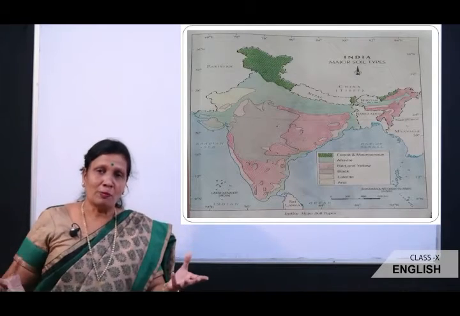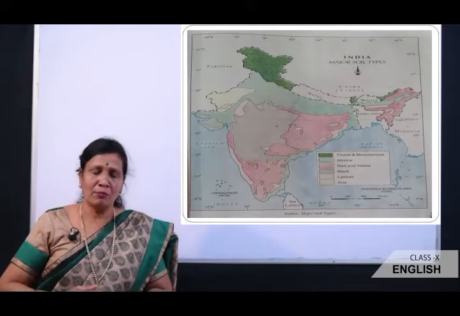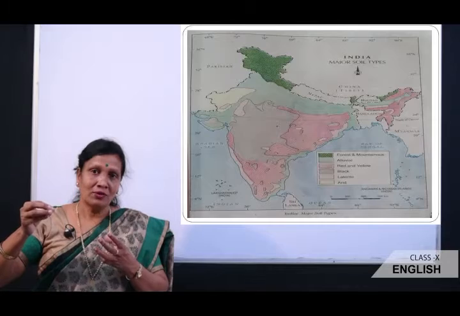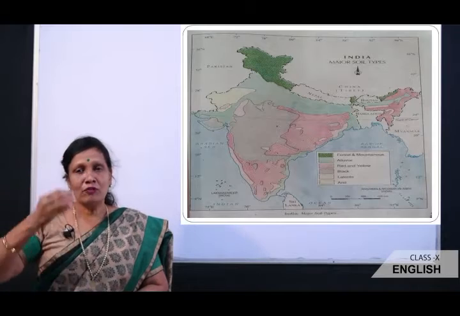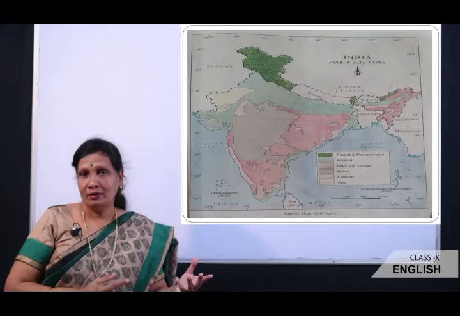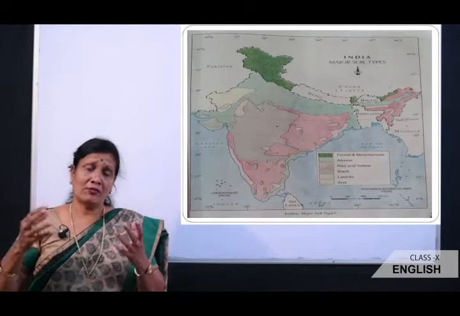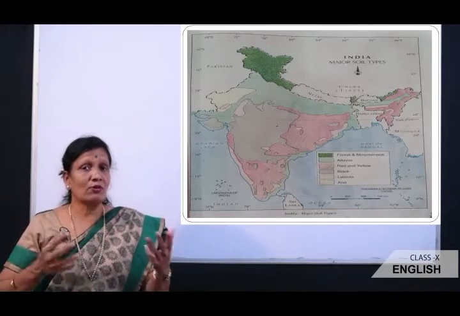And many crops, as you study in social science, are imported to different parts of the world. Then you can come to agriculture, which mainly depends upon the types of soil, and different types of soil are found in different parts of India. So then you can talk about the different types of soil. Laterite soil is found in these states, and black soil is found in these states.